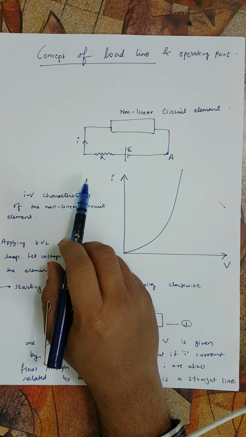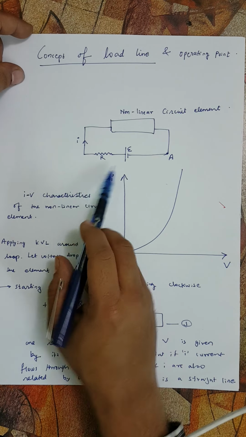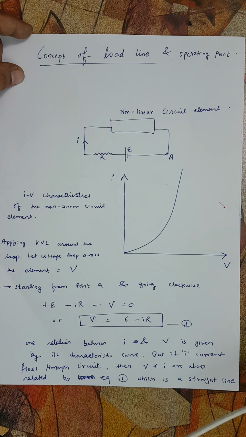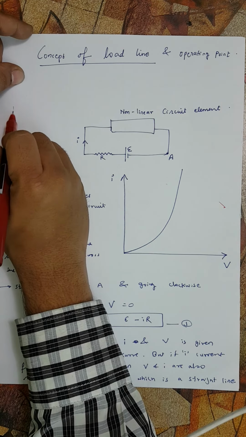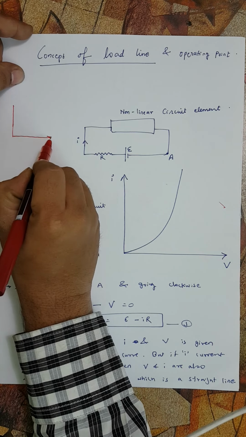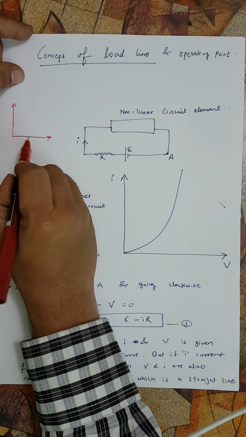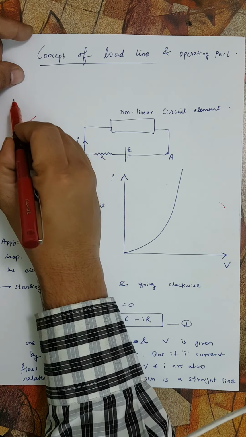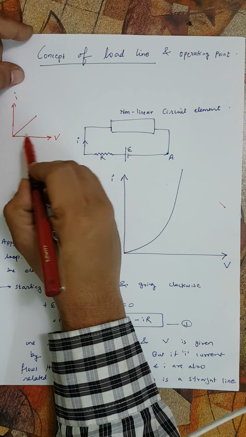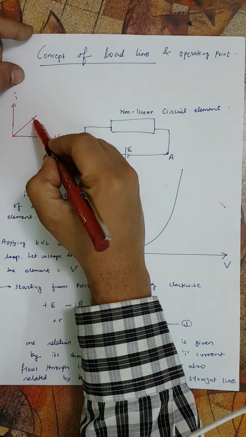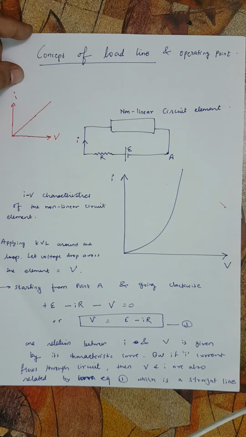See, for example, we have a non-linear element. So what is the difference between a linear element and a non-linear element? Let me make it clear. A linear element is an element like a resistance which follows Ohm's law, which means if you double the voltage, the current gets doubled and so on, and the IV characteristic of a linear element is always a straight line passing through origin. That's what is called a linear element, isn't it?